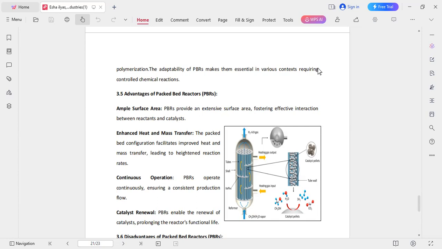Now, I will tell you about the advantages of packed bed reactors, which make them useful in the chemical industries. Number one, ample surface area. Packed bed reactors provide extensive surface area, fostering effective interaction between reactants and catalysts. Enhanced heat and mass transfer: the packed bed configuration facilitates improved heat and mass transfer, leading to heightened reaction rates. Continuous operation: packed bed reactors operate continuously, ensuring a consistent production flow. Catalyst renewal: packed bed reactors enable the renewal of catalysts, prolonging the reactor's functional life.